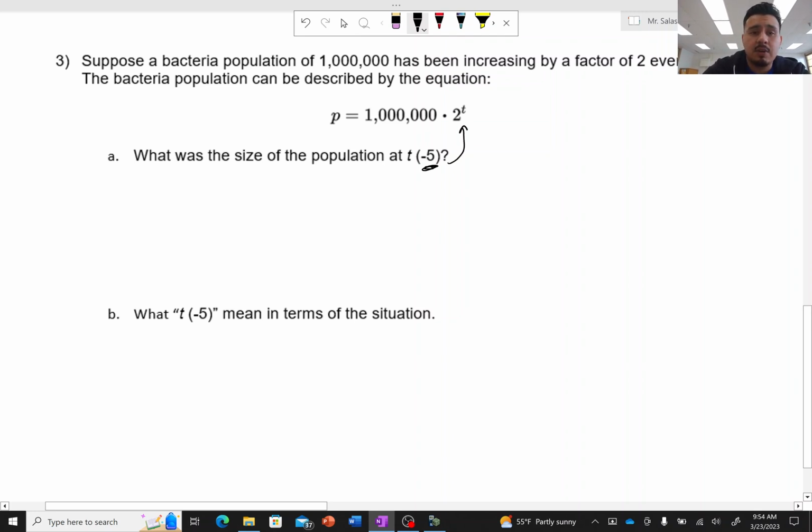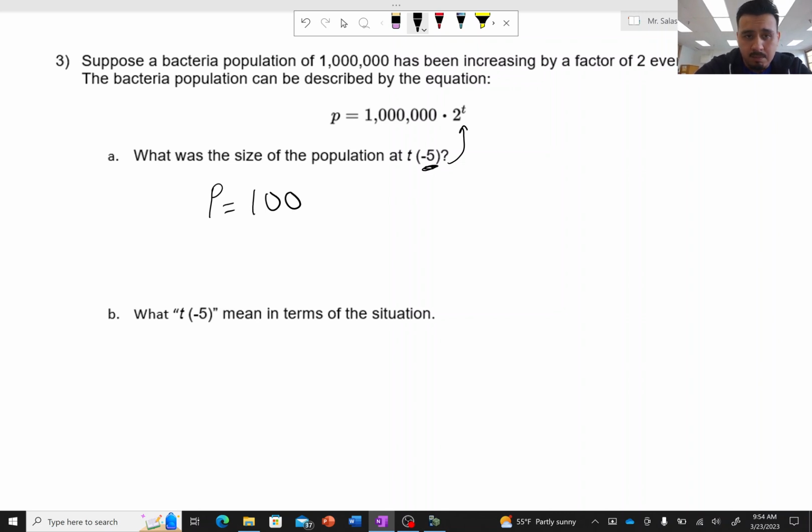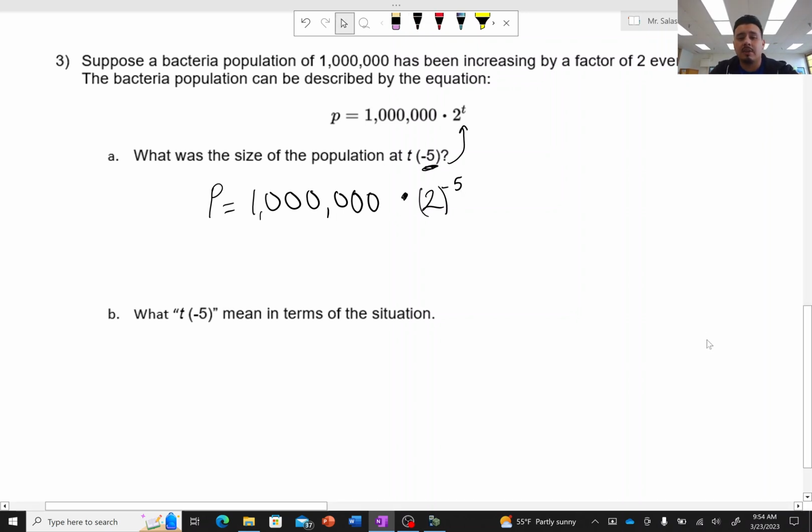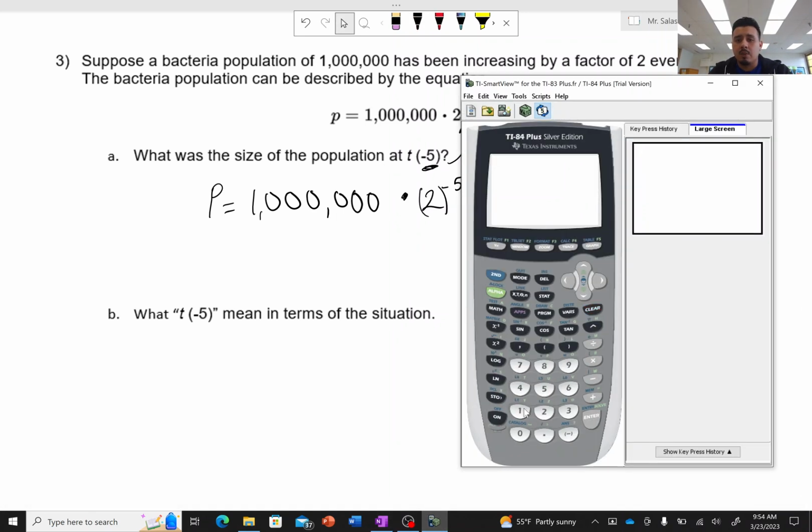Okay, so I'm going to go ahead and take this. P is equal to 1 million times 2 to the power of -5. How much is that? So again, we take out our calculator. We do 1 million. Careful, because it's a big number. Let me see how many zeros I got so far. I think that is enough. Yes, that's enough zeros. Times 2 to the power of.